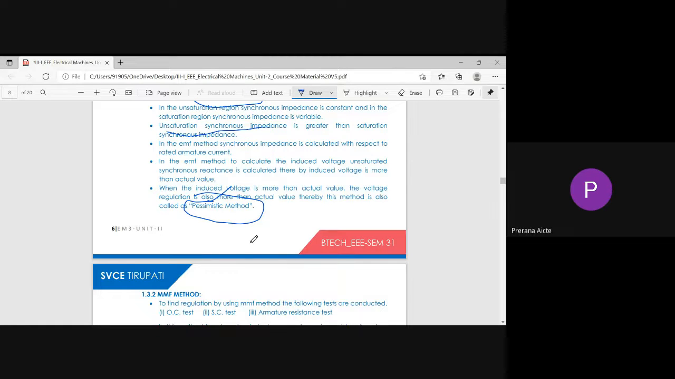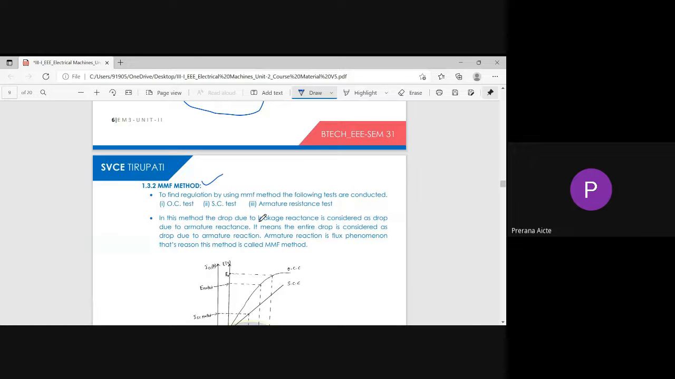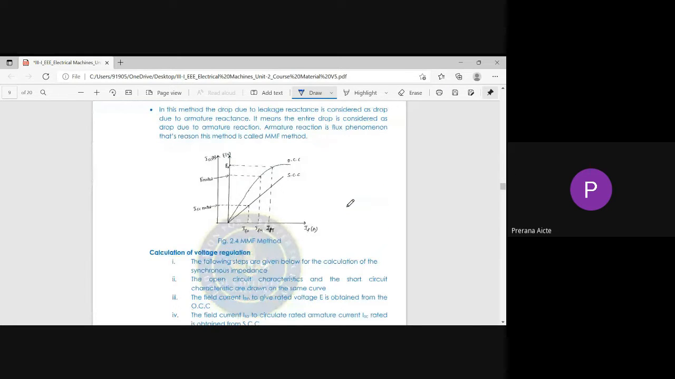Next method, the MMF method. Similarly, to find the voltage regulation by using the MMF method, the following tests are required: OC test, SC test, and armature resistance test. See here, it is different when compared to the EMF method. Why is this an ampere turns method? By using flux vectors, by knowing the armature fluxes, field fluxes and total fluxes, we obtain the voltage regulation in this method.